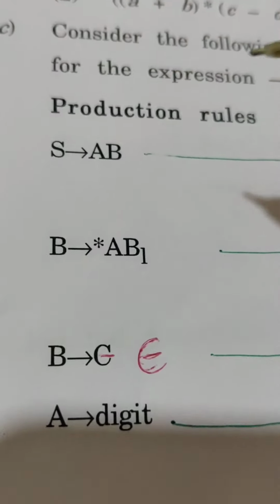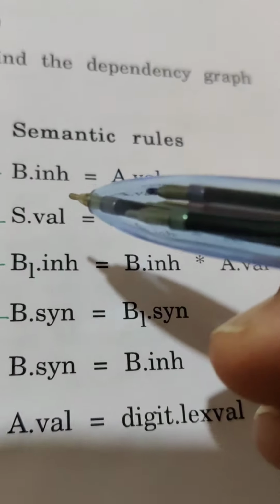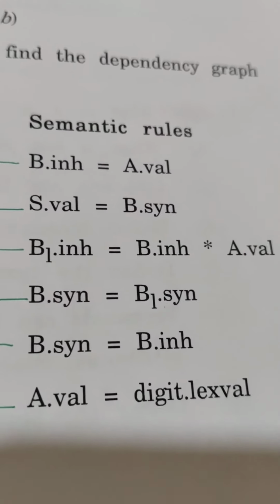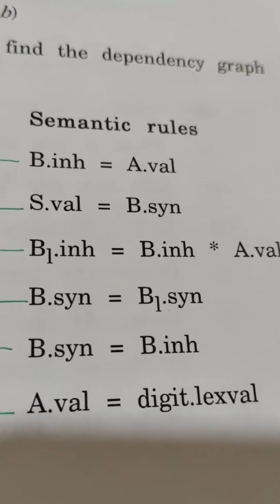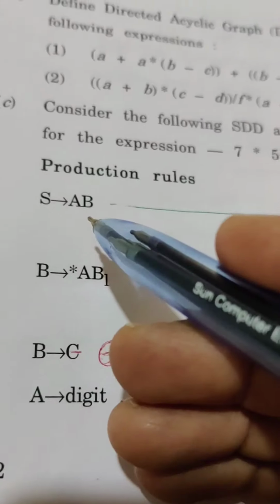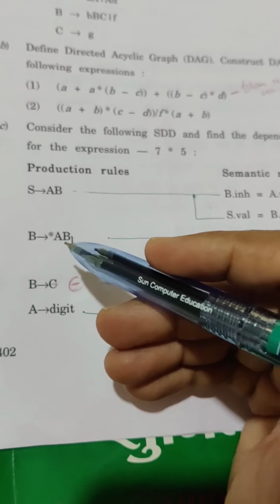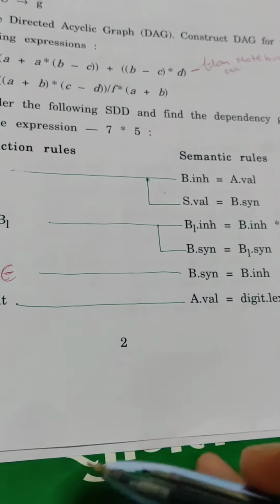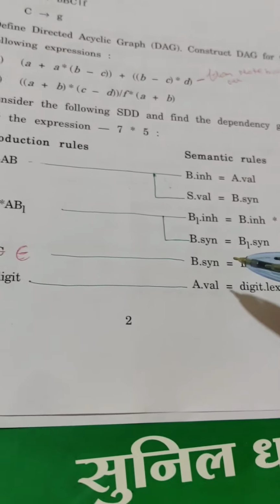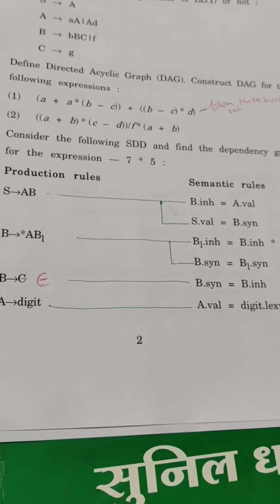Now for these syntax rules, we have semantic rules given to us, such as B dot inh equal to A dot val. Now we need to understand which syntax rule is mapped to which semantic rule. For that I have already drawn lines here. This rule is mapped to these two semantic rules, similarly this rule is mapped to these two semantic rules, and this rule is mapped to this semantic rule, and this rule is mapped to this semantic rule. Once you understand the mapping, it becomes easy to solve the problem.